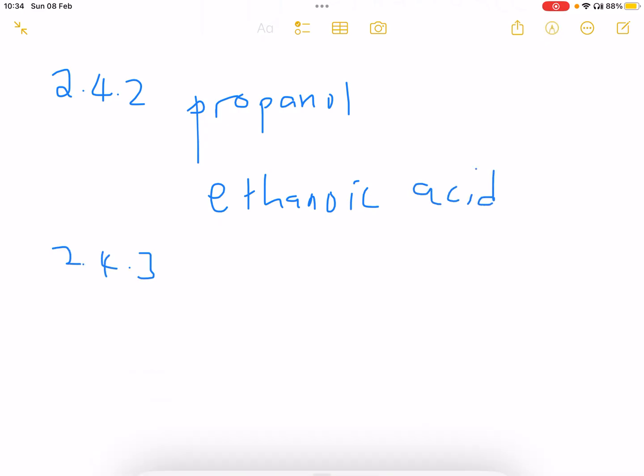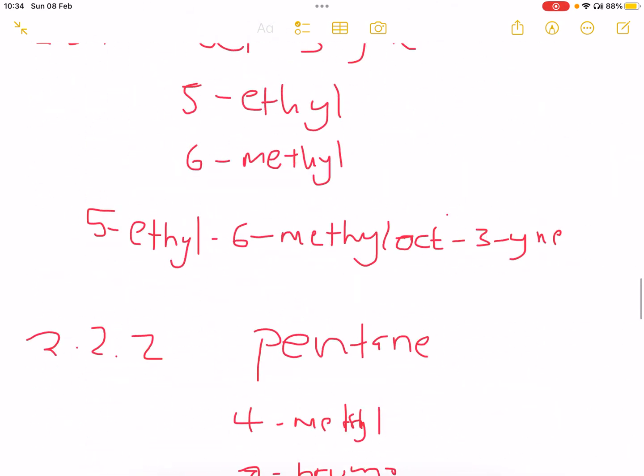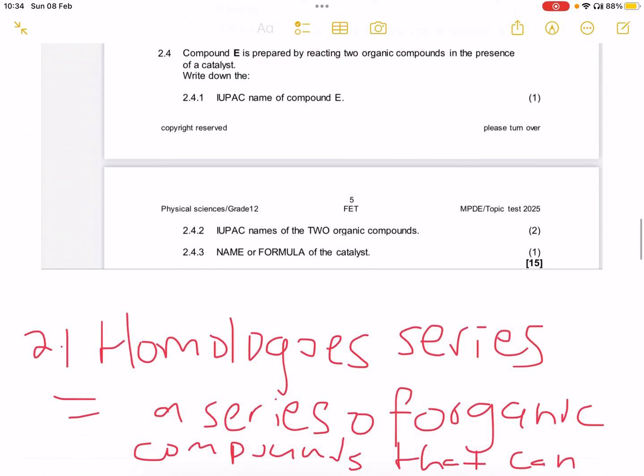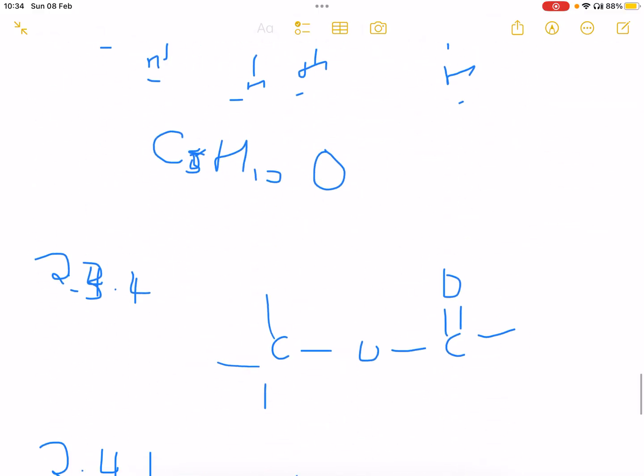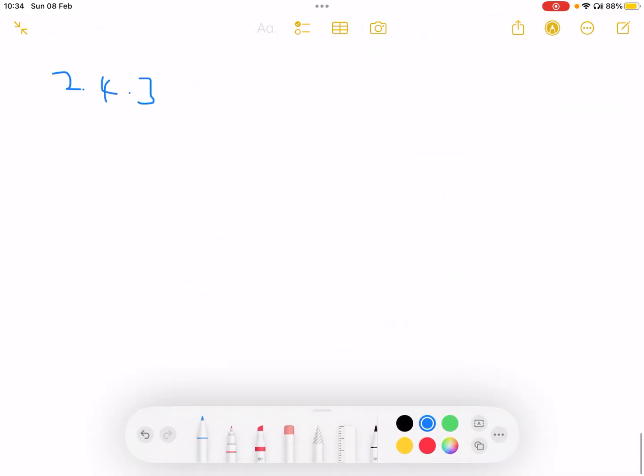2.4.3, I think that one is asking what the catalyst being used is. Write the name or formula of the catalyst. Now you either write H2SO4 or sulfuric acid.